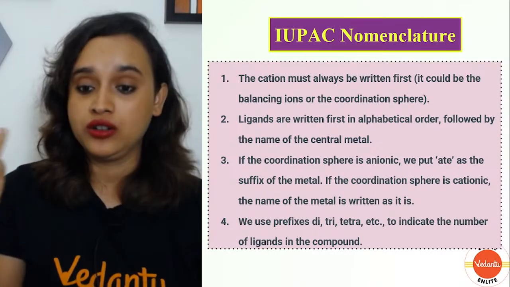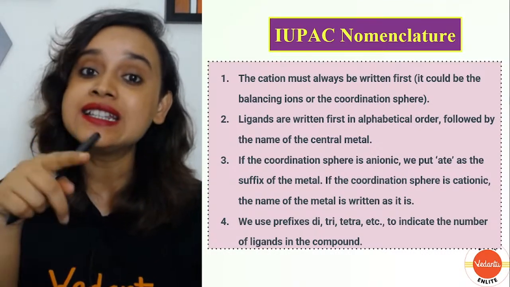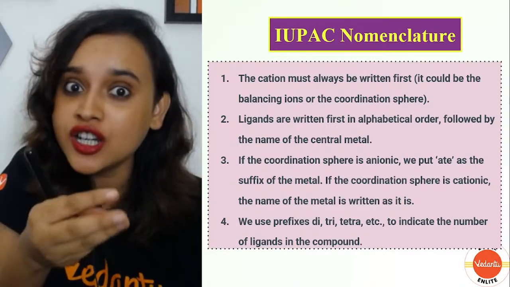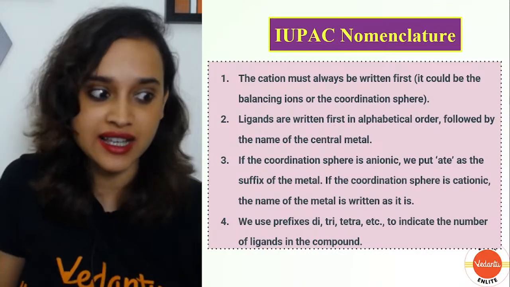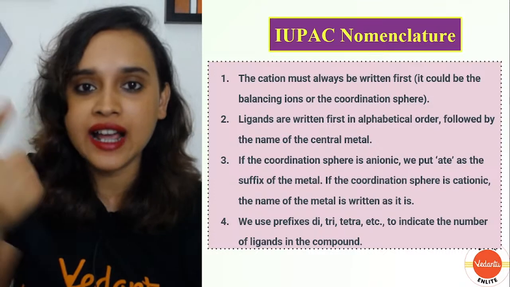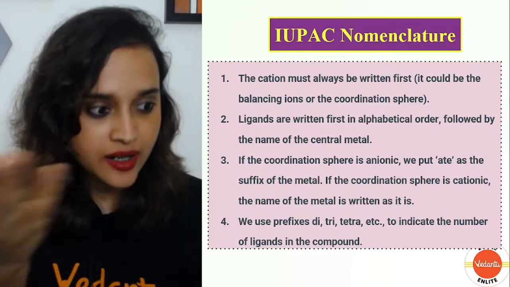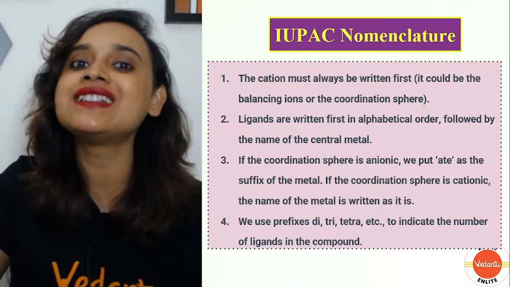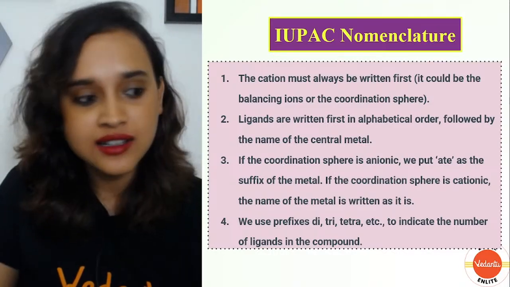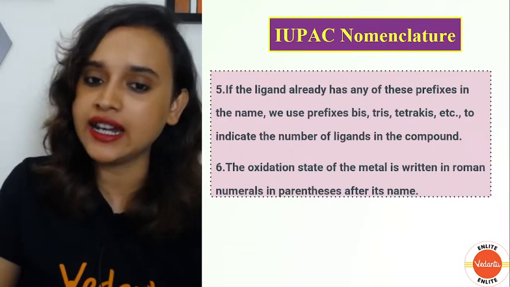Now, if it is CN6, how will you write it? You will have to mention that there are six cyanides. Yes, there are six cyano. How will you write it? Di, tri, tetra, penta, hexa, remember? So here, if it is CN6, you will have to write hexa. Am I clear? Yes, getting it, amazing.